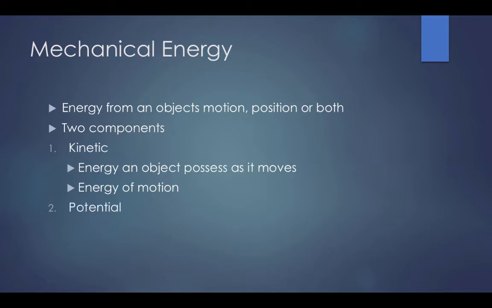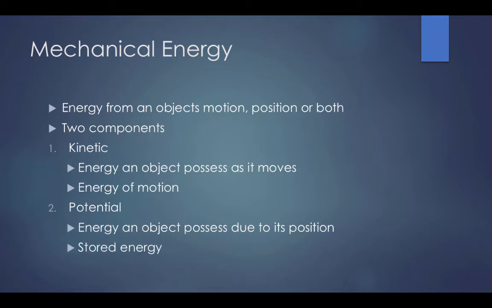The second one is potential energy. This is the energy an object possesses due to its position. It is stored energy. As we will see next, an object may only possess kinetic energy, or may only possess potential energy, or may possess a combination of the two, depending on the time and position of the object within a system.